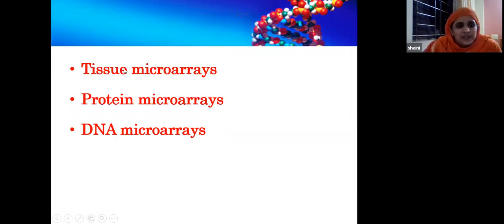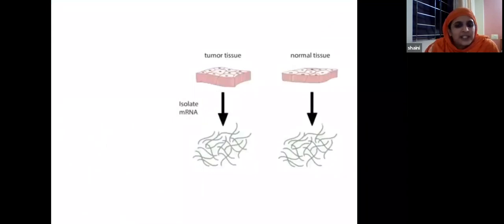One is tissue microarrays, wherein you are immobilizing thousands of tissue segments, and you're pouring the probe over it. Or you have protein microarrays where proteins are immobilized and the test sample is poured over it. Or finally, and this is the most common, you have the DNA chip or DNA microarrays. Now in a DNA chip, the DNA segments are immobilized.